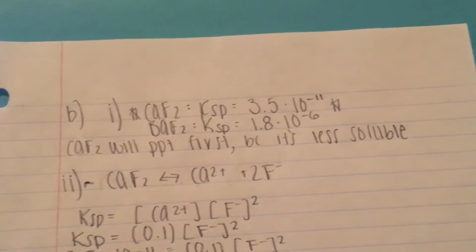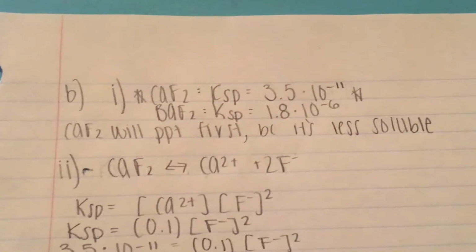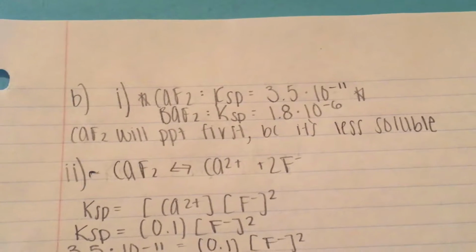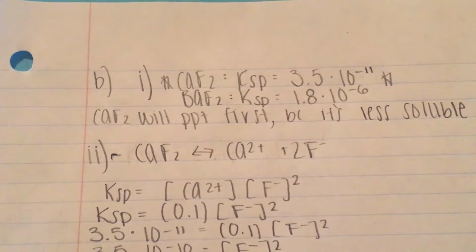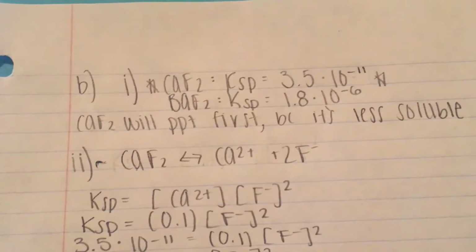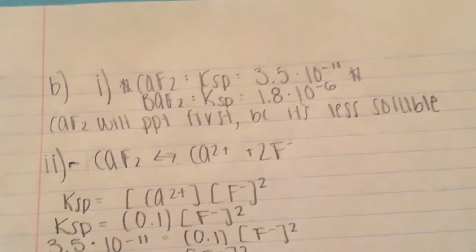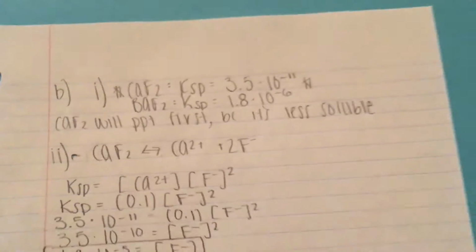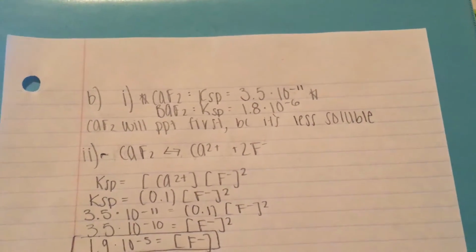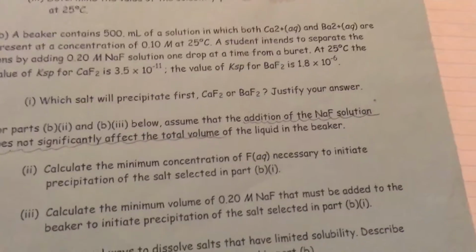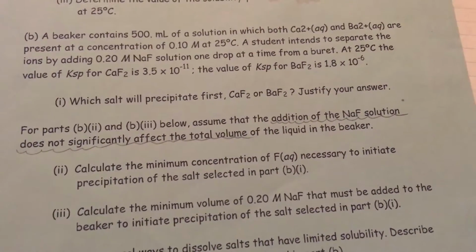CaF2 will precipitate first because it's less soluble. Since CaF2 and BaF2 both dissociate into the same number of ions, we can compare their Ksp values to see which one is more soluble. Since BaF2 has a higher Ksp value, that means it's more soluble, and therefore less likely to form a precipitate than CaF2 is. The addition of NaF solution does not significantly affect the total volume of the liquid in the beaker.